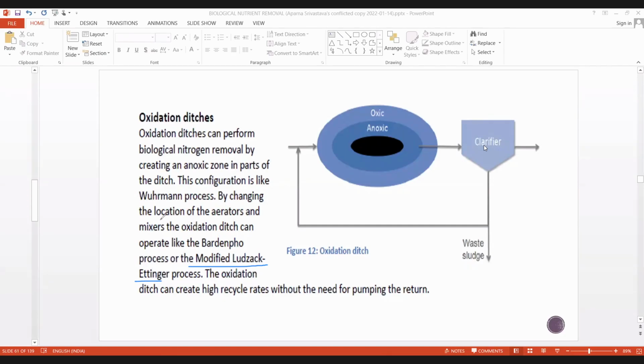here, by changing the location of the aerator and mixer, the oxidation ditch can be operated like a Bardenpho process. So these two processes we already discussed. Let us see what these two processes are, then it is going to be more clear.